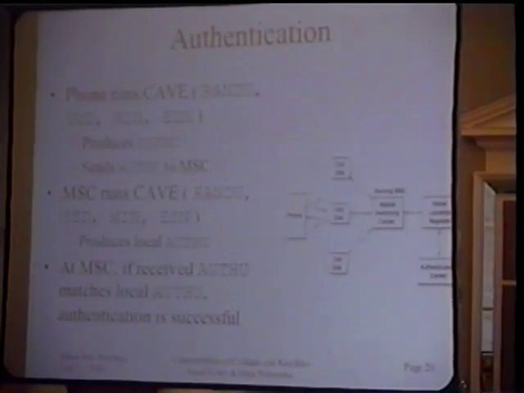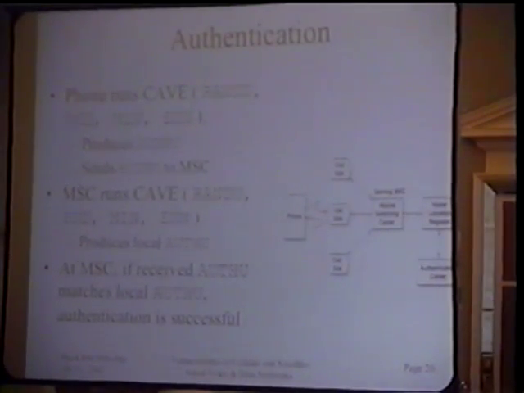Meanwhile, the network has also run the same algorithm on what should be the same data. So it generates a local version of this same authentication number. So if the two numbers are correct, the assumption is that all the underlying data is the same. They have the same random number. Most importantly, they've got the same shared secret data.